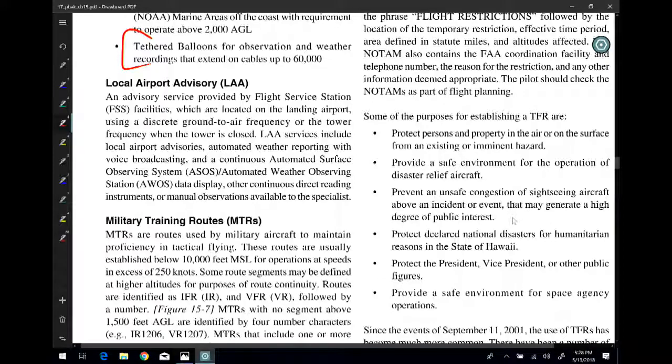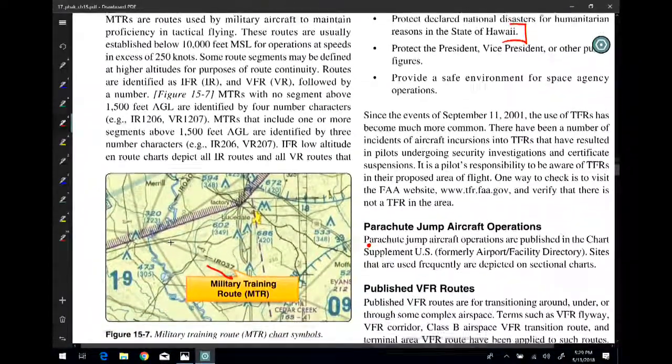They'll also have TFRs that pop up over major sporting events as they happen, or races. Anytime you have a large congregation of people somewhere, they're going to have a TFR there just so that some knucklehead doesn't fly in there with an airplane and hurt a bunch of people. I haven't seen a TFR pop up in Hawaii yet. They're on the Big Island, but I would not be surprised to look and see a TFR up there as well.